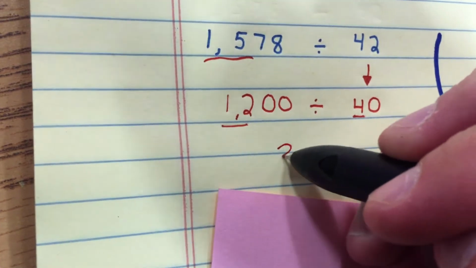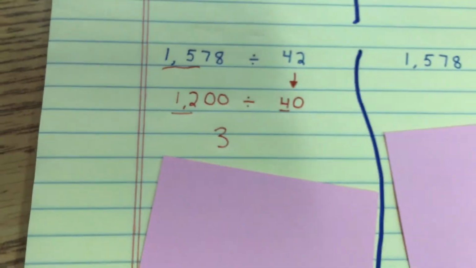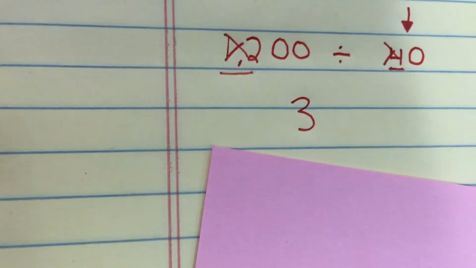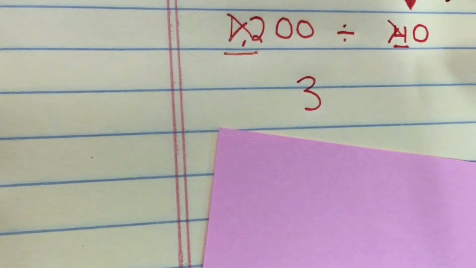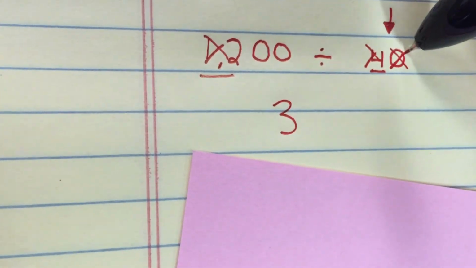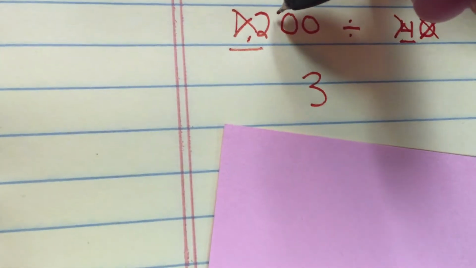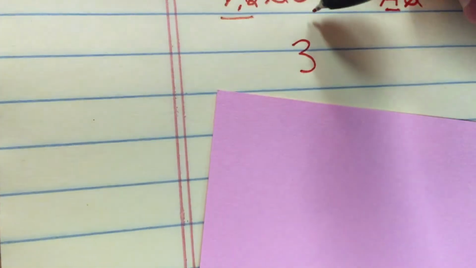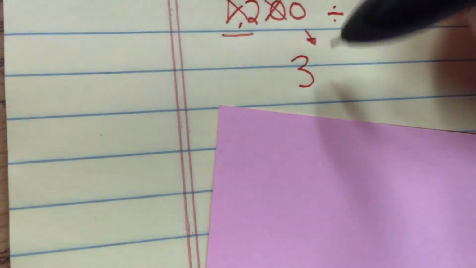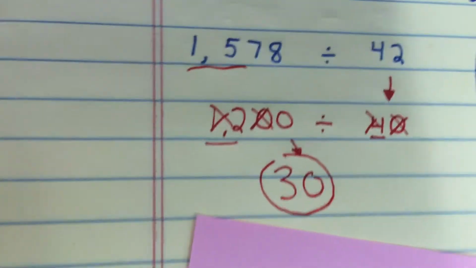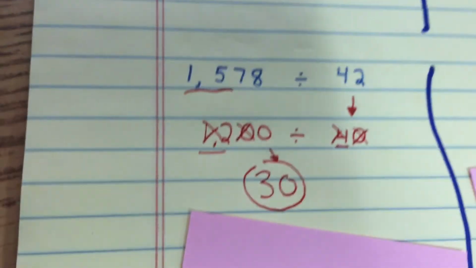And the answer is 3. So make sure you have that written on your whiteboard. So we've taken care of that 4 and the 12. 4 goes into 12 3 times. But we have this 0. So we have a 0 in our divisor, which cancels out a 0 in our dividend. And that leaves a 0, which we're going to drop down. So our first estimate is 30. Okay, that's our first estimate.